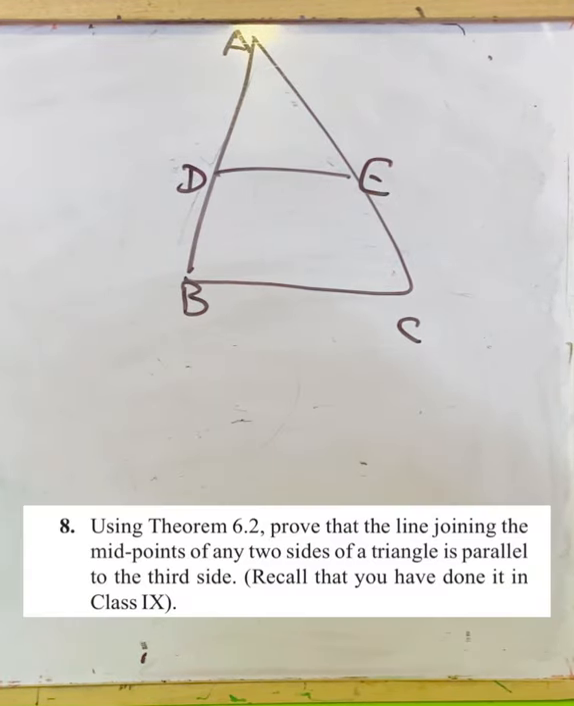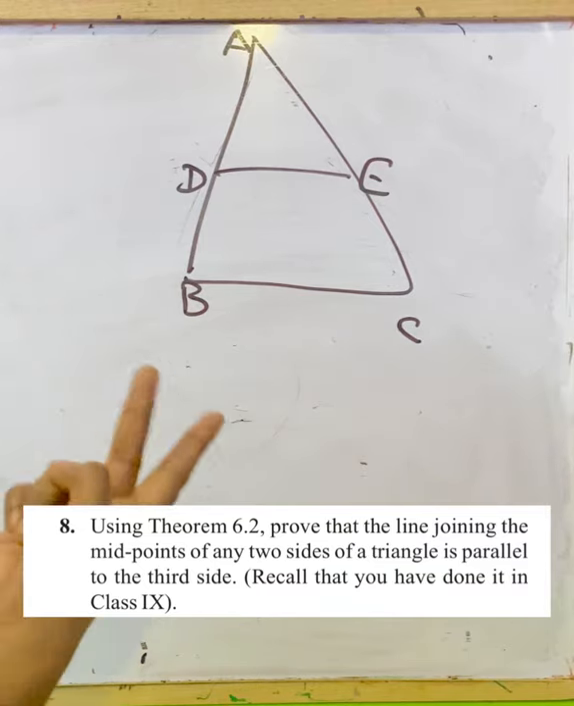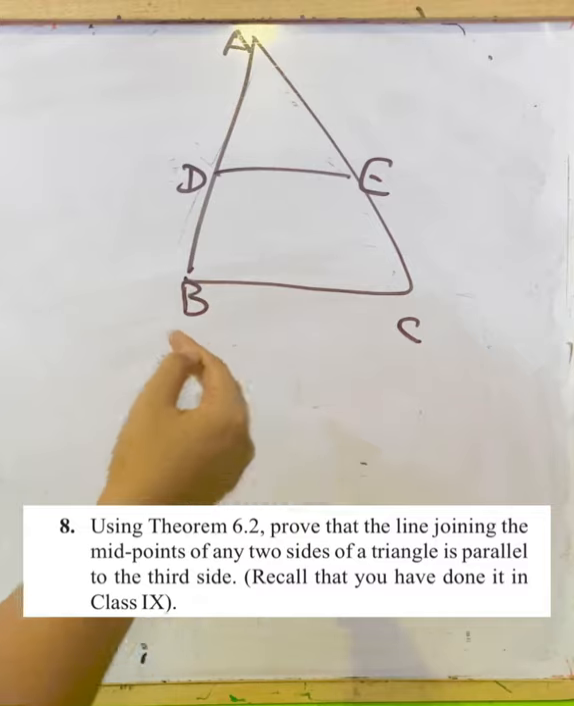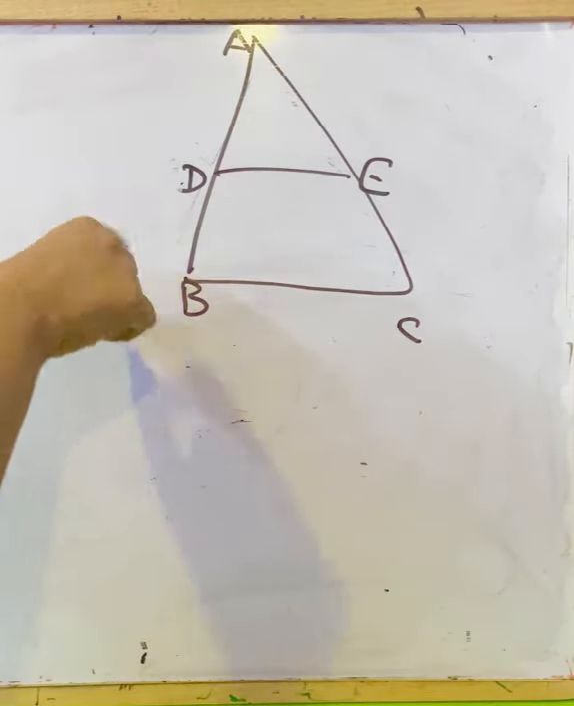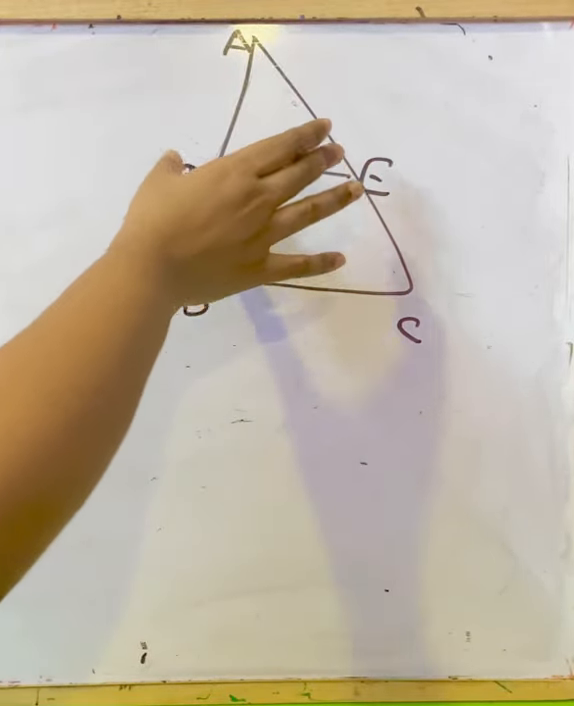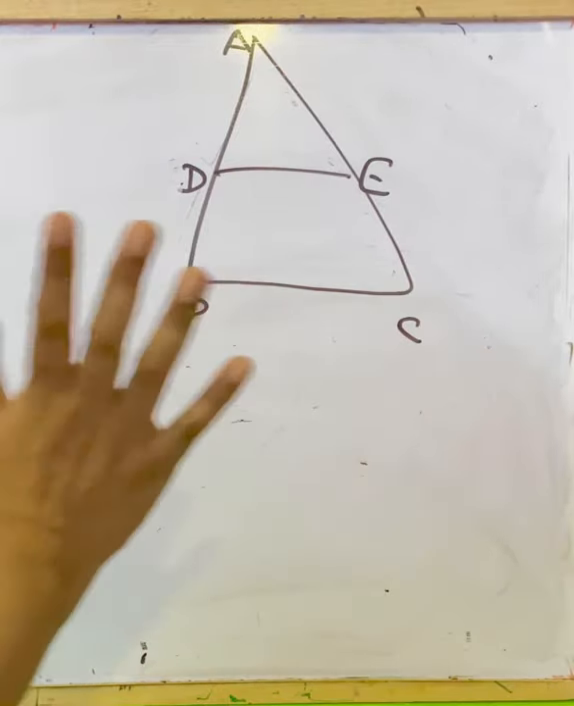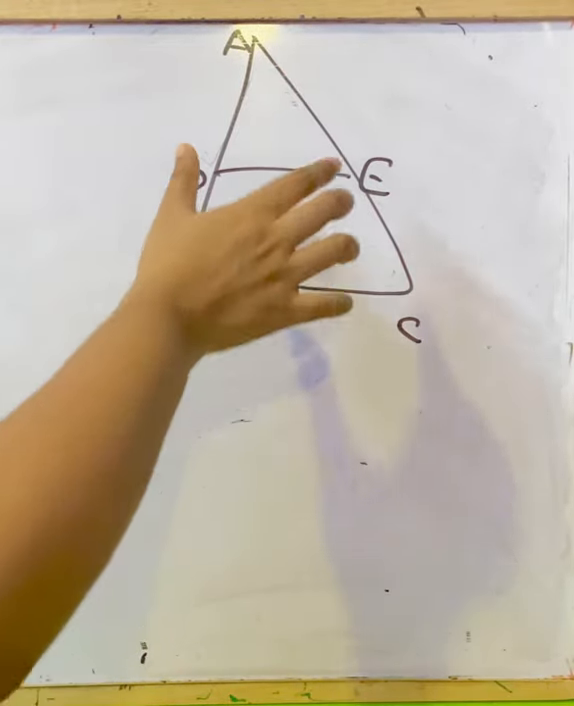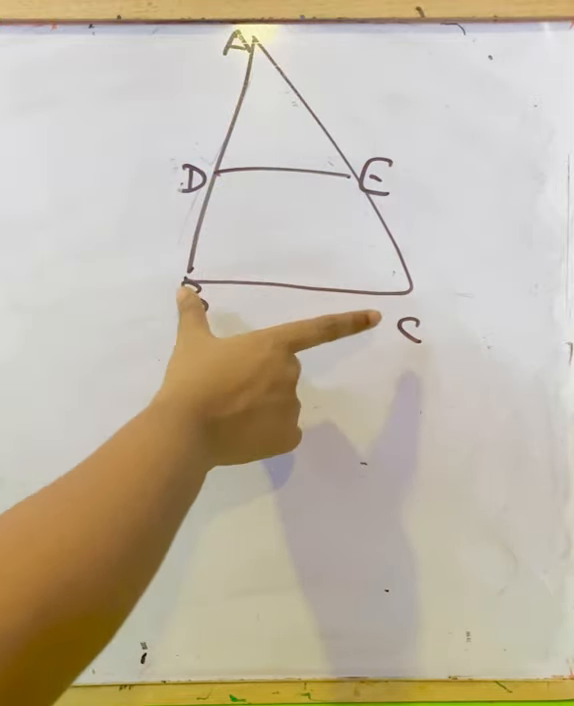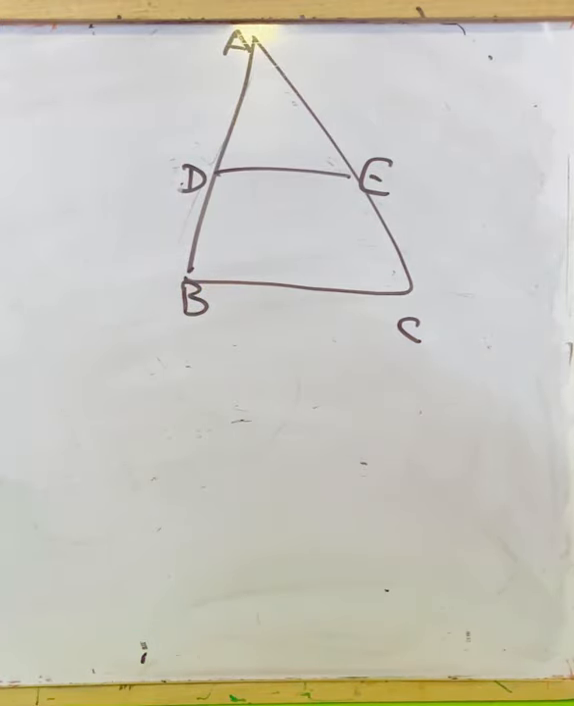Next question. Using converse of basic proportionality theorem, prove that the line joining the midpoints of any two sides of a triangle is parallel to the third side. We have to prove that any two midpoints, if joined, that line will be parallel to the other side. Here we took AB's midpoint and AC's midpoint. And if we join that, you have to prove that is parallel to the other side where we didn't take the midpoint. But this midpoint, after joining, we will get a line, and that line will be parallel to this side. DE will be parallel to BC. That we have to prove.